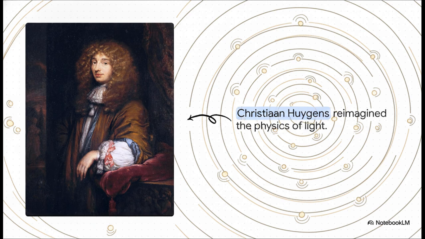Enter Christian Huygens, who was a seriously brilliant 17th century physicist. He looked at this whole problem of wave propagation and proposed a solution that was just completely outside the box for his era. Formulated around 1678 and later published in his massive 1690 treatise on light, he completely reimagined optics. He argued that every single point on a wavefront doesn't just passively drift forward. Instead, each point acts as a tiny independent source of brand new waves.